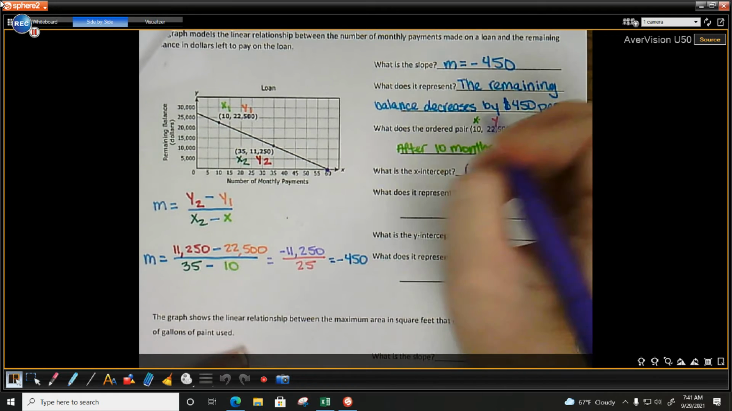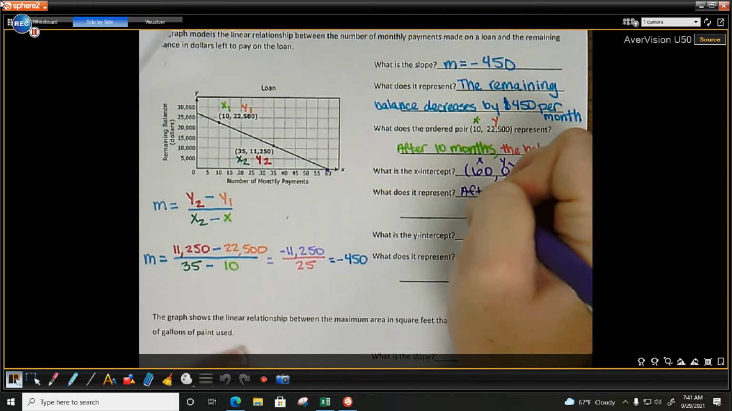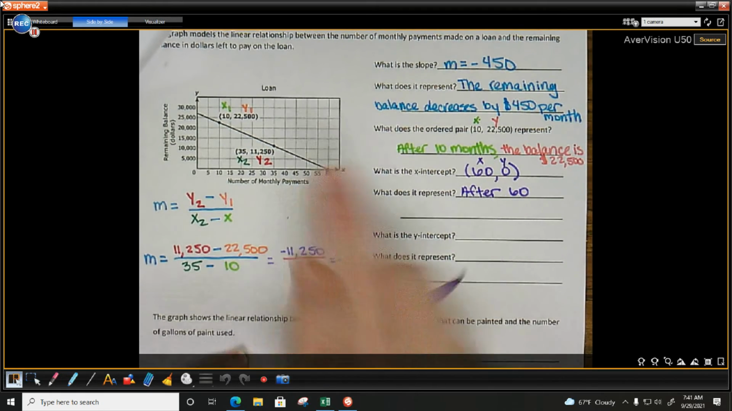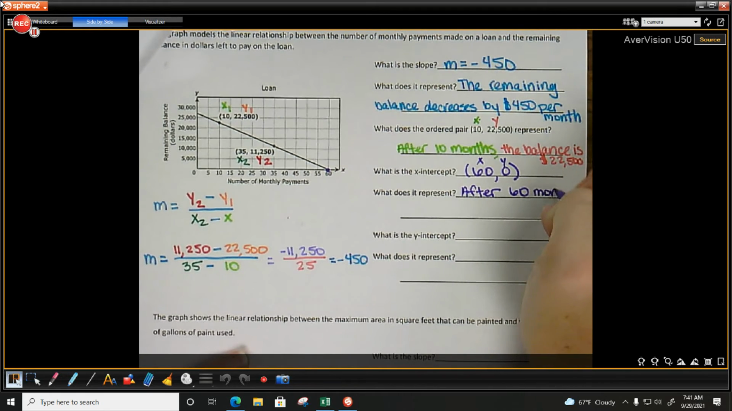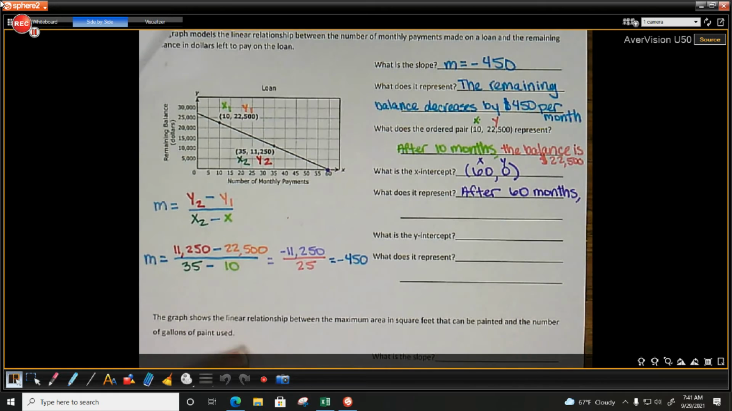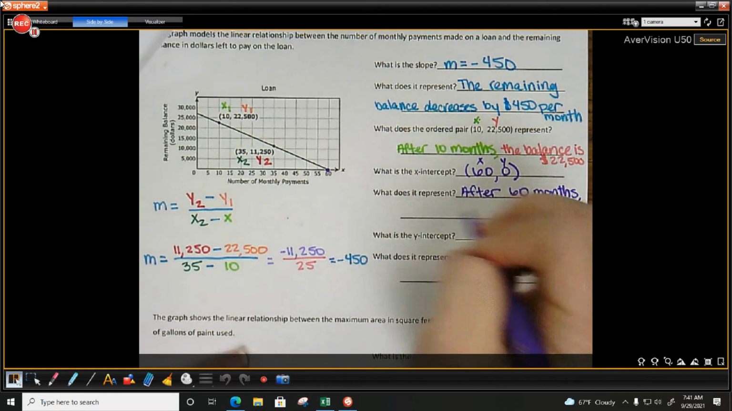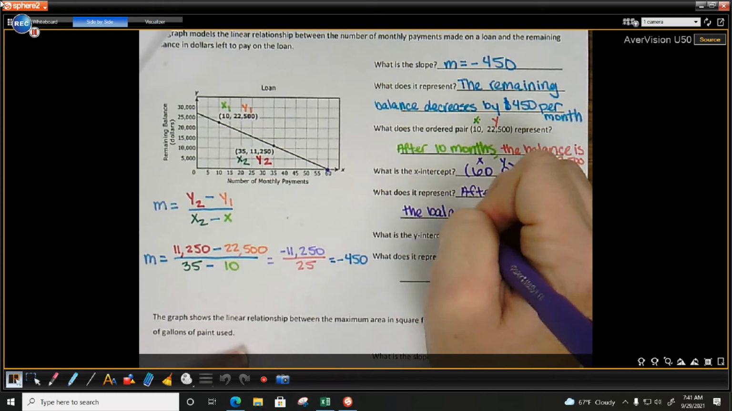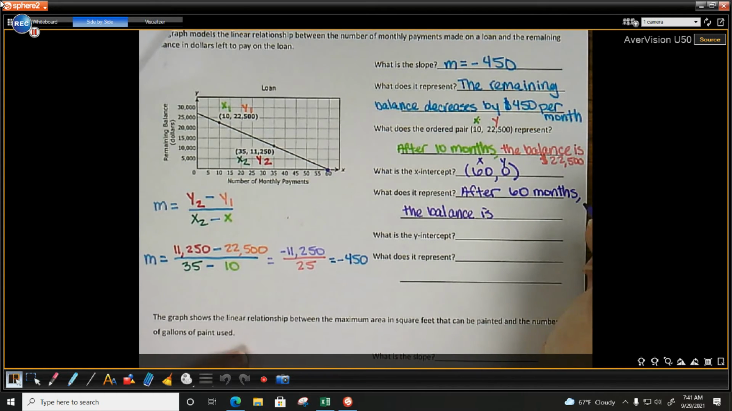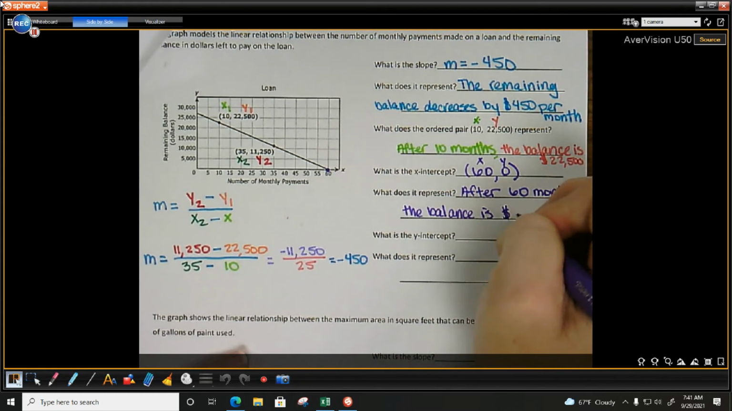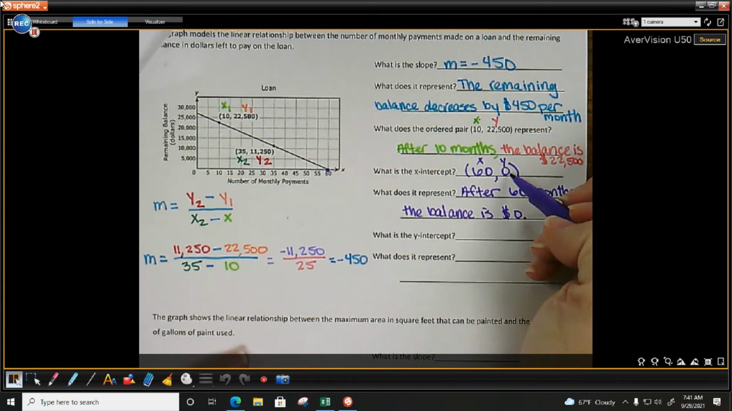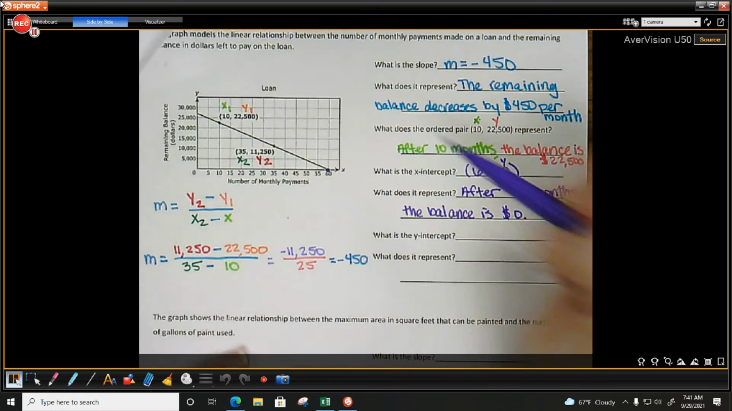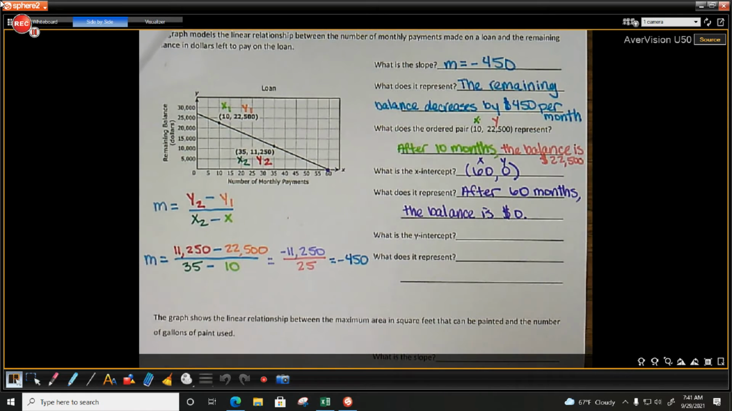So, after 60, what's the x labeled? Months. So after 60 months, the balance is what? $0. That's what the y is. Y is 0. Y's axis is labeled remaining balance. So at 60 months, the remaining balance is gone.